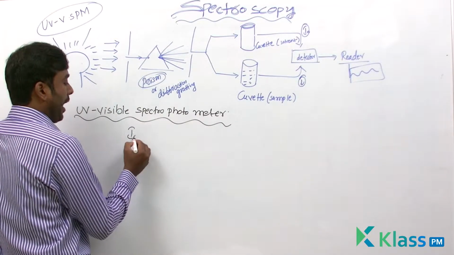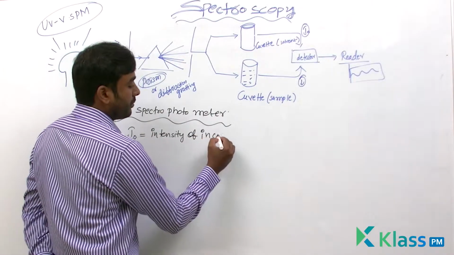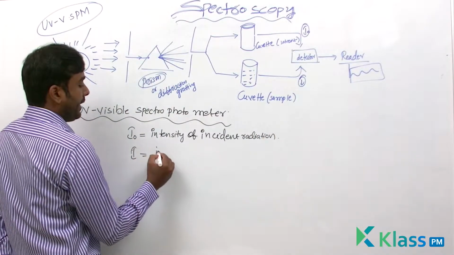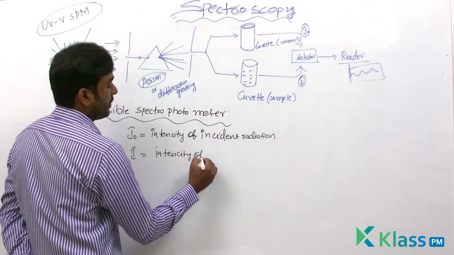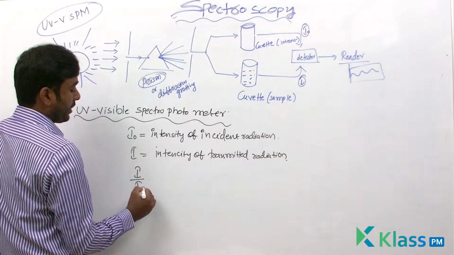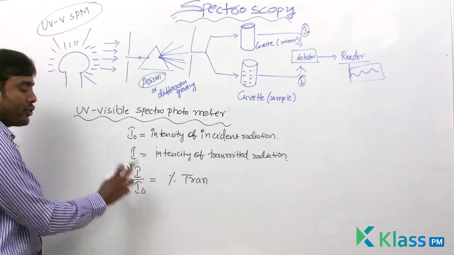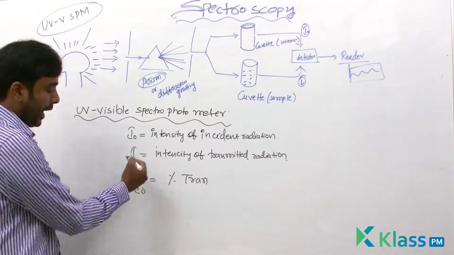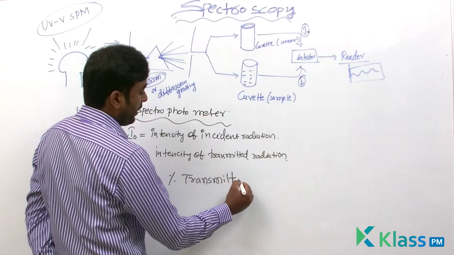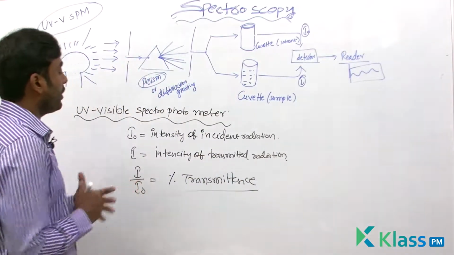Where I naught is the intensity of incident radiation and I is the intensity of transmitted radiation, where I by I naught is the percent transmittance, which shows how much absorption took place in the particular sample. In the last class we already defined what percent transmittance is and how it is related to absorbance. Now, what parts are there here?